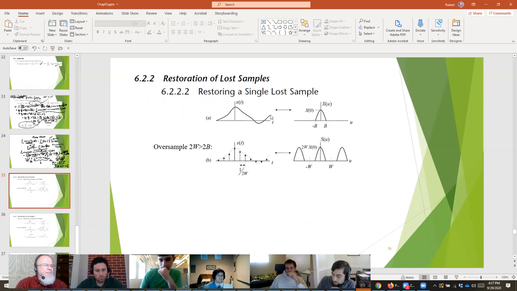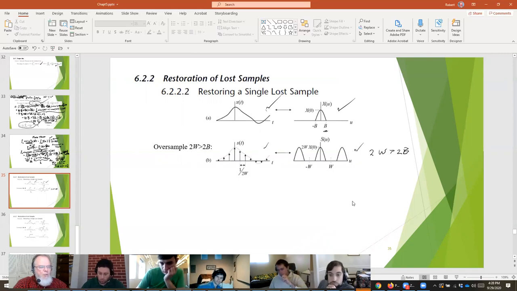We're going to start with a signal, and here is the corresponding spectrum of the signal. If we sample it, we saw that if we sample the signal, we replicate it. Now, if we replicate the signal, there are going to be areas where there is zero, correct? There are going to be gaps among the spectrum. We're going to assume that the signal has a bandwidth of B, yet we're sampling at 2W samples per second, which is greater than 2B samples per second. And so we're going to have gaps here. Okay, we're going to lose a sample.